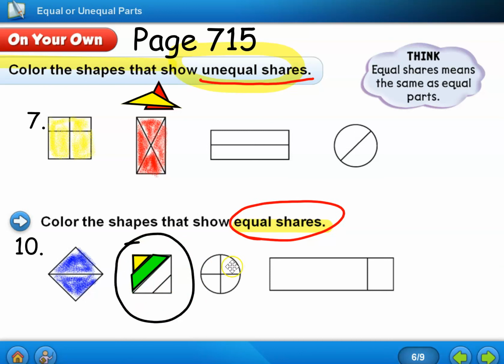Boys and girls, you are going to look at this circle and this rectangle and decide if they show equal shares or equal parts.